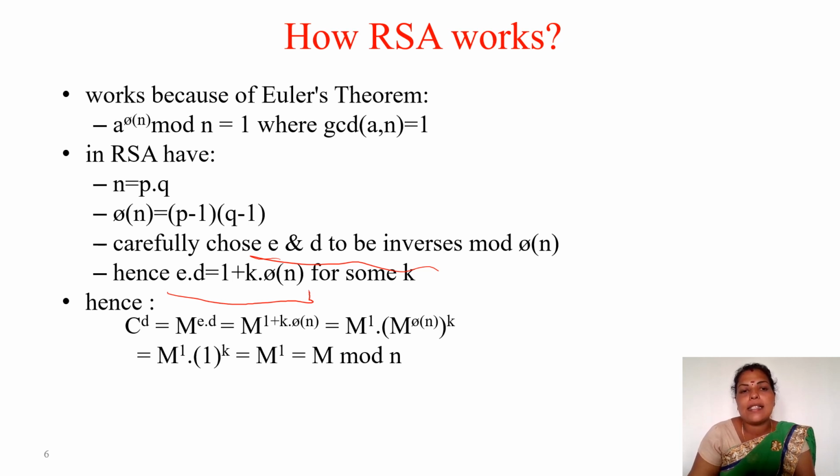So if you apply this to C power D equal to M power E, M power E into D equal to M power 1 plus K into φ(n). If you apply here, you are getting M power 1 into M power φ(n) into K. So using Euler's theorem, a power φ(n) mod n equal to 1, we get M power 1 into 1 power K, that is M power 1, that is M mod n. So if you perform the operation, we are getting the message M mod n. So the RSA is working based on Euler's theorem.